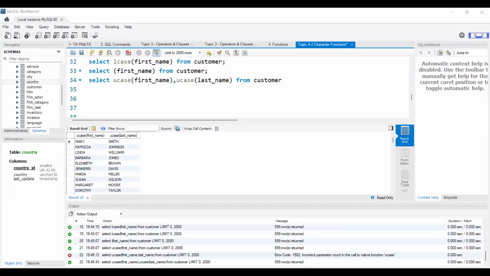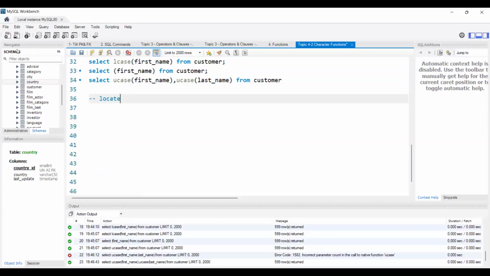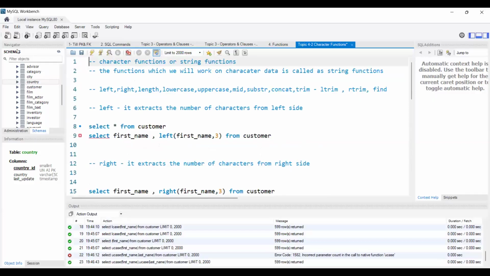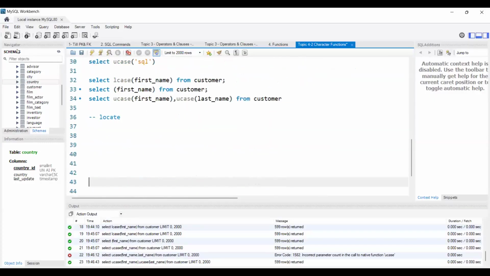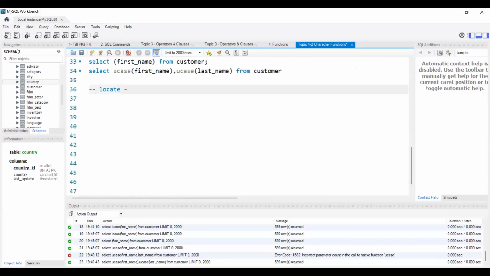Next, this is again a very important one, I can say: locate. I didn't write locate, I guess. Locate is a character function used to find the position of a character. So by using locate, we can find the position of the character.